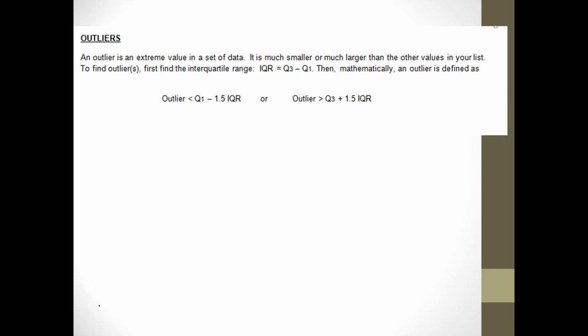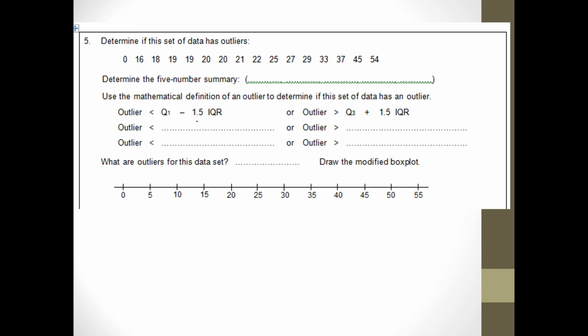And now we're going to find some outliers. So this piece of data is exactly like what we have in the slide. Okay, so determine if this set has any outliers. The first thing we have to decide is what the 5-number summary is. So my first number is 0, so I'm going to have a 0 here. My biggest number, if these numbers are in order, and they are, is 54.